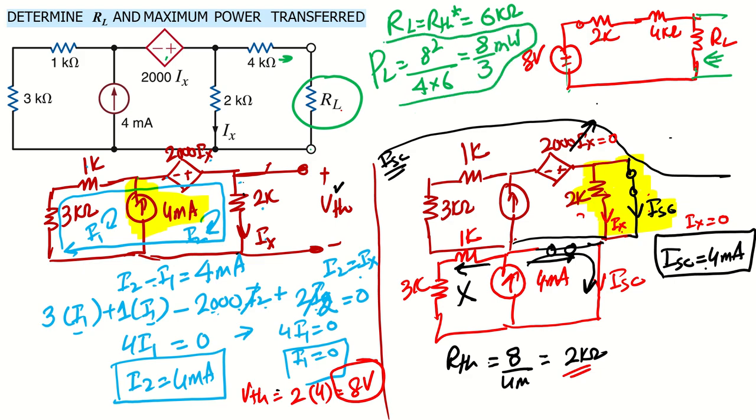So this is how basically we can solve such kind of advanced example which contains dependent and independent sources, and we find out each and everything.